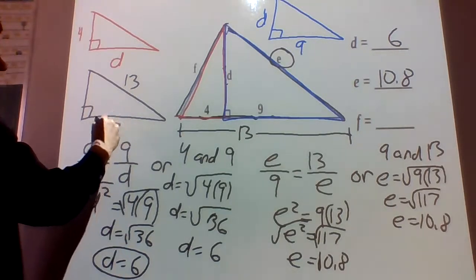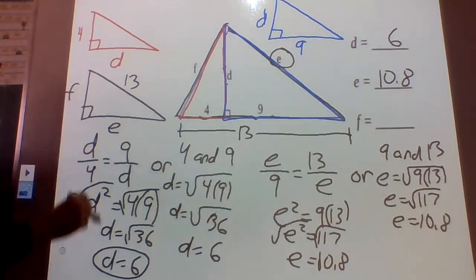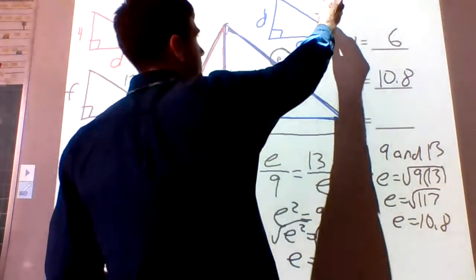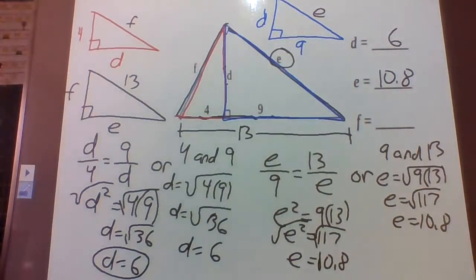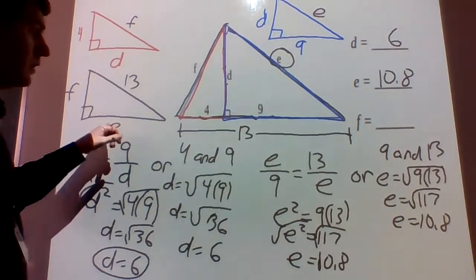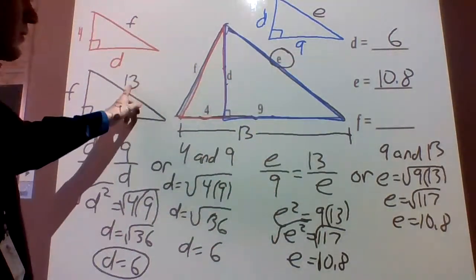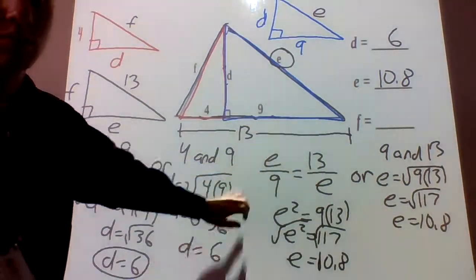This was E. This would be F. Okay. This would be E. This would be F. Okay, so if we set up our proportion, E would correspond with 9, 13 corresponded with E. So that's how we got our proportion if we didn't know the rule.